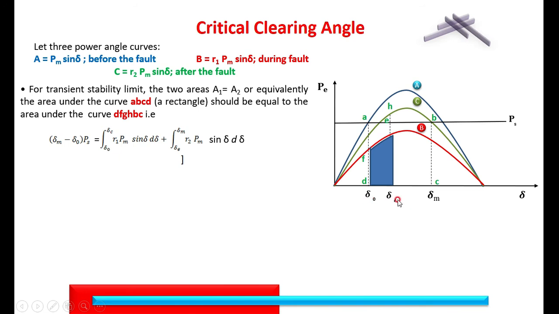Then the other area we are interested in is the area under this curve, where the operating point is shifting from Z to H. Now when it is shifting to H, the power angle curve equation is determined by R2 Pm sin delta. Then it is changing from angle delta C to delta M, so you have to take the integration of R2 Pm sin delta d delta between the limits delta C and delta M, that is R2 Pm.